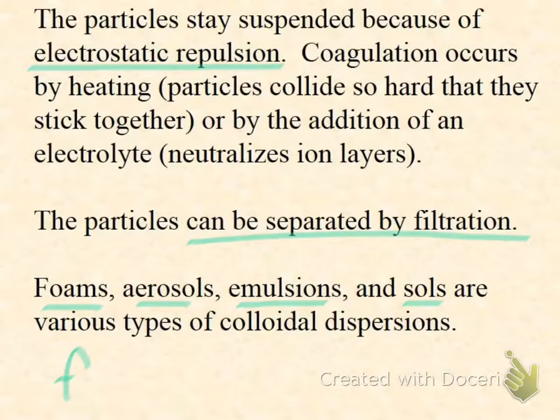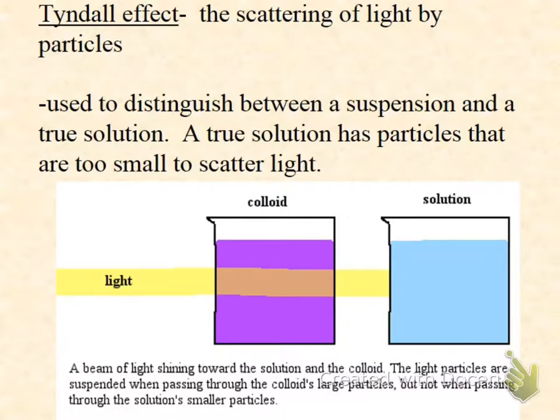Fog, which we've had a lot of lately, is an example of a colloid where you have the water molecules suspended in the air. Okay, and that is the Tyndall effect, and that's why you don't drive with your brights on during a foggy night, because it scatters the light and sends it back to you. So to distinguish between a colloid and a true solution, you pass a beam of light, and if it's scattered and you can see the light, then it's a colloid. If you can't see it, then it's a solution. And we talked about that in Chem 1.